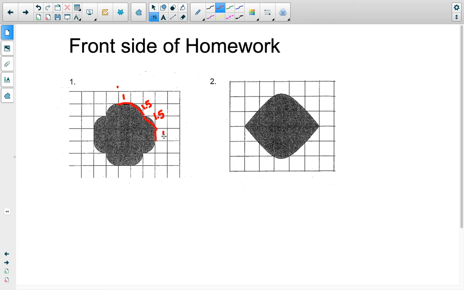Closest corner to closest corner, 1, 1.5, 1.5. And going across, 1, 1.5, 1.5, 1, 1.5. Oops. Right, it's way over there, but and last 1.5. Again, you can put together these 1.5s to make each of those 3. Helps you with your counting.